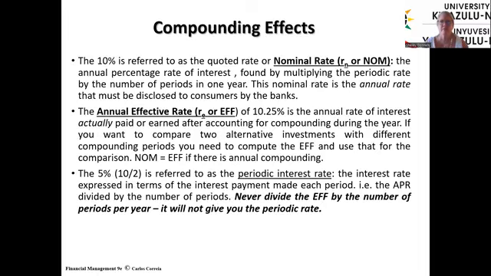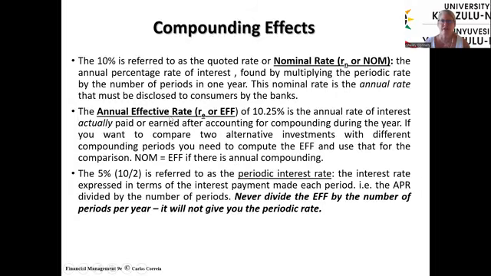The 10% in that example is, as I said, the quoted or the nominal rate. It'll be NOM% on your financial calculators. It's RN in the formula. And you find that by multiplying the periodic rate, so, for example, a monthly rate or a weekly rate or a daily rate, by the number of periods in 1 year. So the daily rate times 365, a monthly rate times 12, etc. This nominal rate is the annual rate that has to be disclosed to consumers by the bank. So that's what you'll be quoted, an annual percentage rate or a nominal rate.